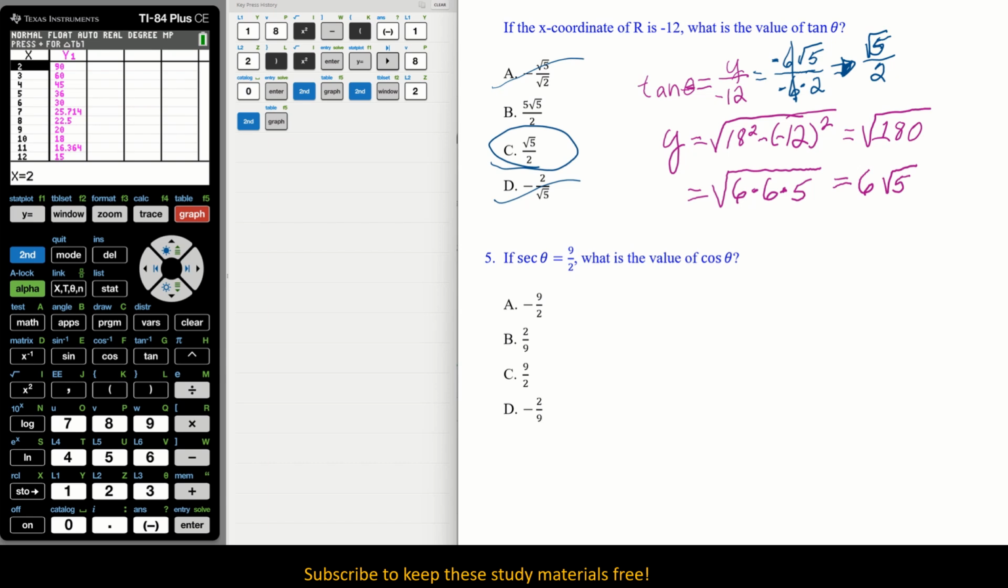if secant theta equals 9 over 2, what is the value of cosine theta? Okay, guys, here's the dealio. Okay, cosine, if you remember, we can use green for a while. Cosine of theta equals 1 over secant theta. This question is a dead giveaway, okay? And then for us, that means it equals 1 over 9 over 2. And I'm sure that you see that that's just going to be the reciprocal, which is C.